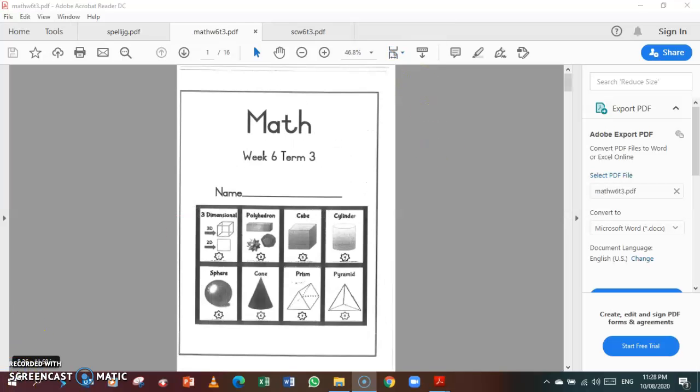So you finished with your English. Now we move on to your maths for Tuesday. If you look at the cover sheet of your math activity, you've got some 3D shapes and the names are also here. So whenever you get stuck or you forget, you are welcome to look on this page.